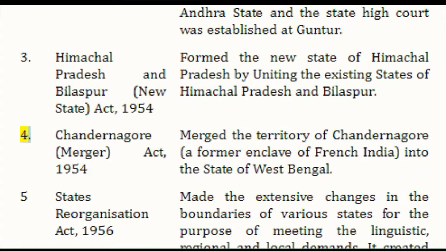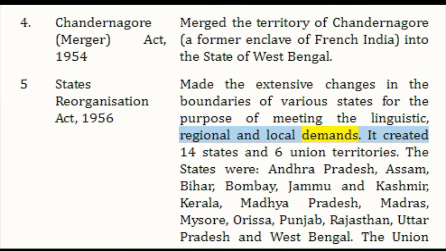4. Chandernagore, Merger, Act, 1954. Merged the territory of Chandernagore, a former enclave of French India, into the state of West Bengal. 5. States Reorganization Act, 1956. Made extensive changes in the boundaries of various states for the purpose of meeting the linguistic, regional and local demands. It created 14 states and 6 union territories.